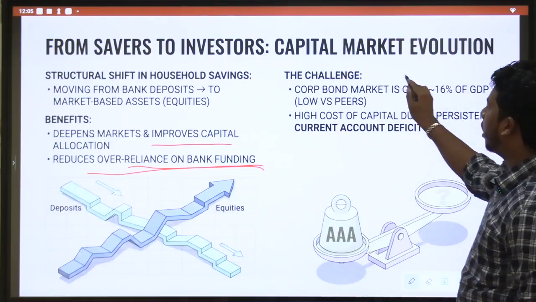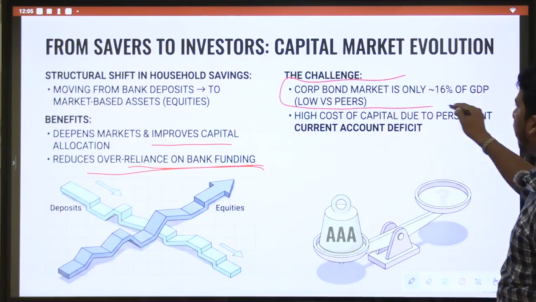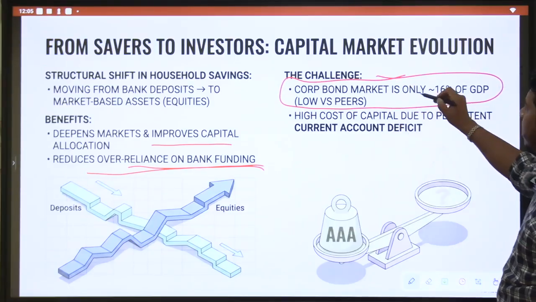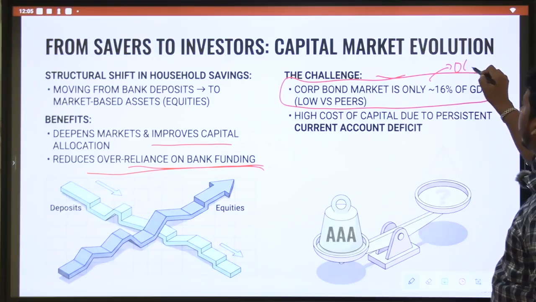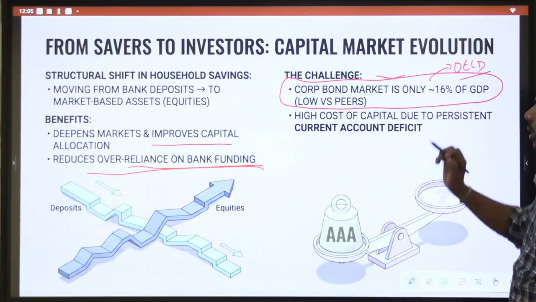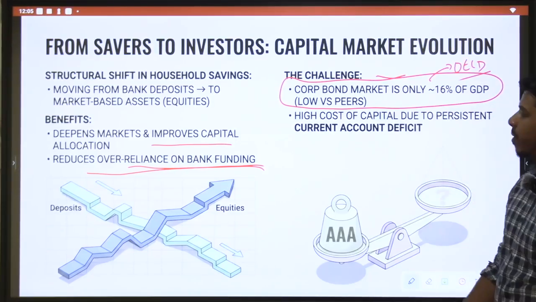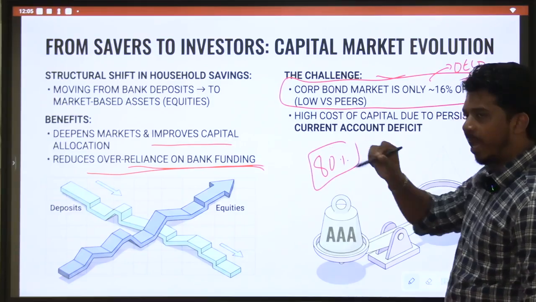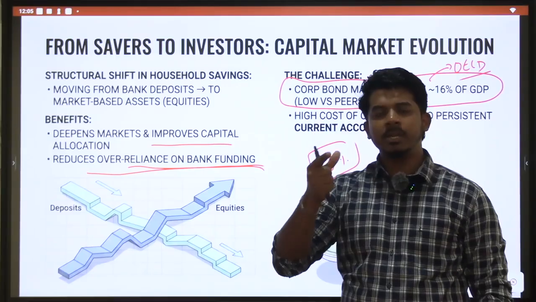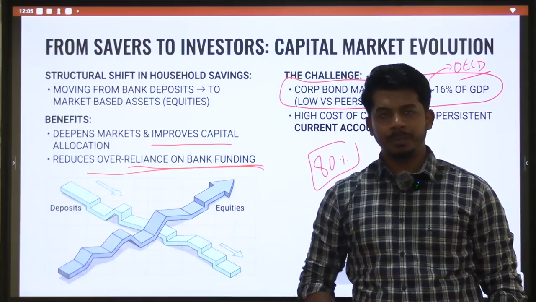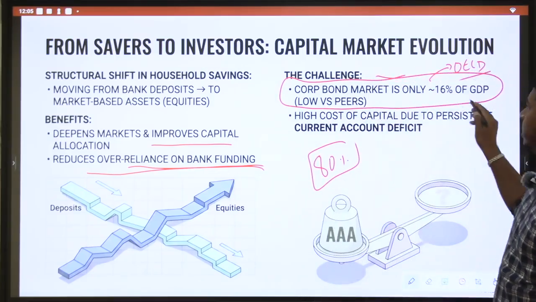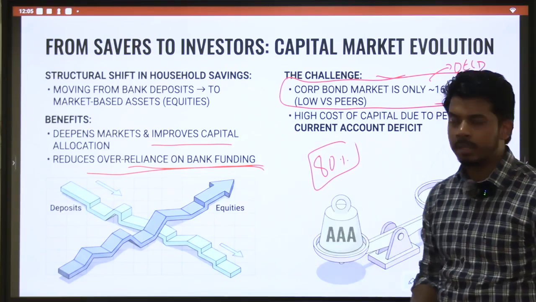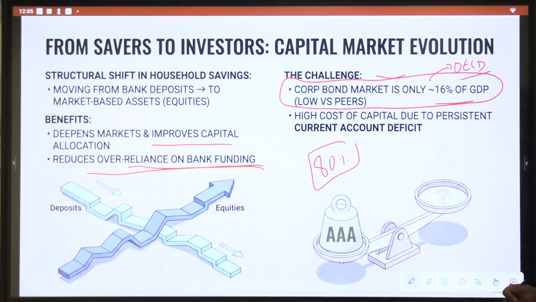The corporate bond market is currently only 16%. This is actually low when you compare with OECD countries like France, Germany, and other developed countries, which have almost 80%. The value of their bond market is almost 80% of their GDP, but for India, it is only 16% of GDP. So we have so much room to improve. That is what the economic survey is saying in the previous slide.